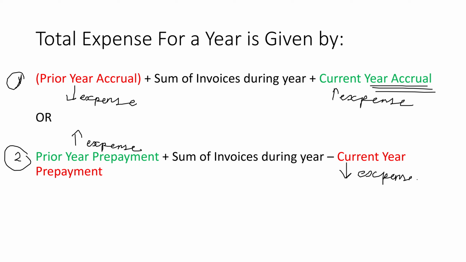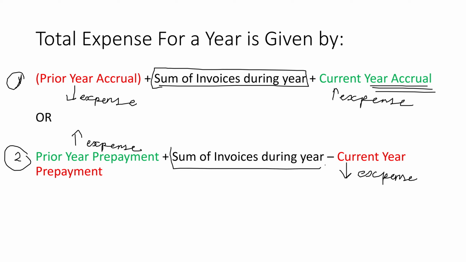So basically that's it, is that you add up all the invoices received during the year, and then we just make the adjustments of prepayments and accruals. So this shows you that accruals and prepayments are just year-end adjustments to fine-tune our calculation of the expense.